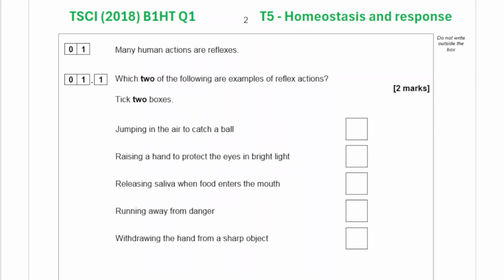Question 1. Many human actions are reflexes. Which two of the following are examples of reflex action? Jumping in the air to catch a ball, it's not a reflex action. Raising a hand to protect your eyes in bright light, maybe, but releasing saliva when food enters your mouth, you don't think of it, so that's a reflex action. Let's do this in green. Running away from danger, no. Withdrawing the hand from a sharp object, yes.